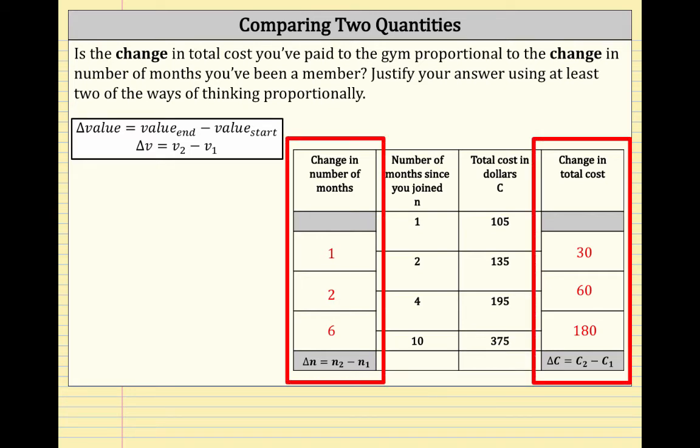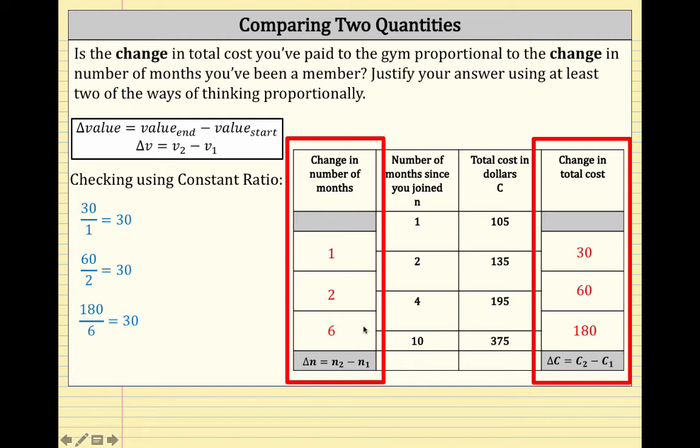So as we look at it, what we're interested in checking out is whether the change in total costs, which is represented by the values in this column, is proportional to the change in the number of months you've been a member, which are the values in this column. So first let's check out using the constant ratio. So if we take 30 divided by 1, that's 30. The ratio of 60 divided by 2, that's 30. And the ratio of 180 divided by 6 is also 30. So in this case, the ratio of the changes is proportional. Each of them were 30.